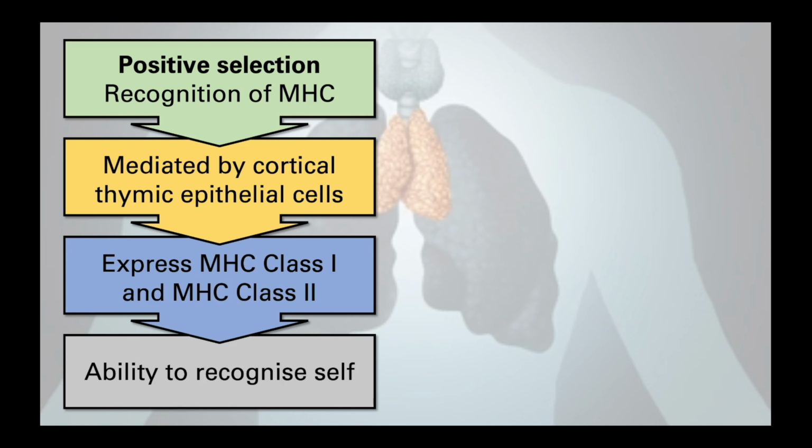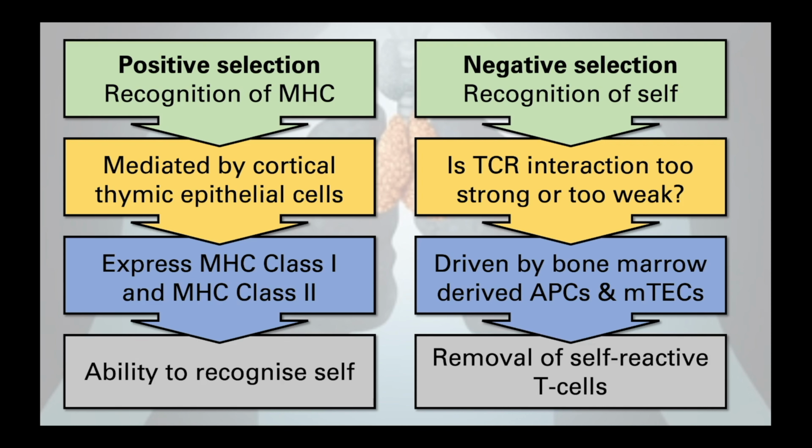If the T cell passes positive selection, then it undergoes further checks to ensure that it does not recognise self-peptides expressed in the MHC too strongly or too weakly. And cells that do not pass this check are removed by apoptosis. This process is driven by bone marrow-derived antigen-presenting cells and medullary thymic epithelial cells.